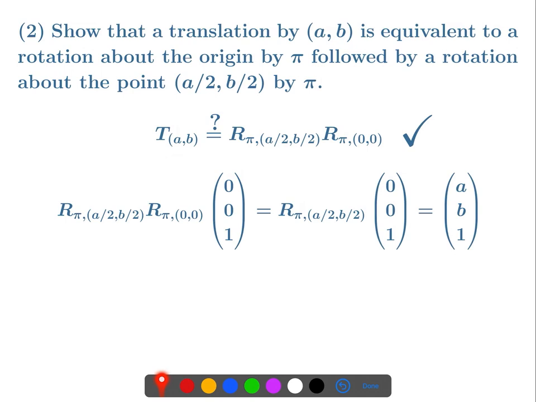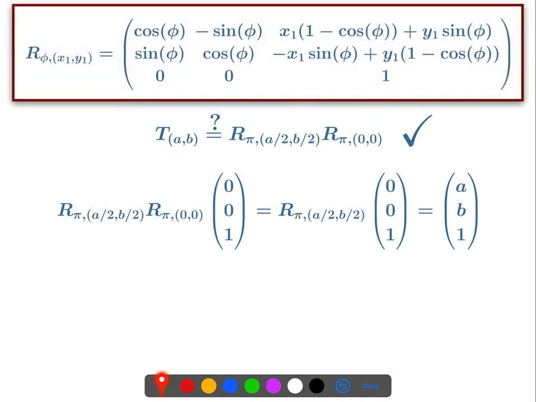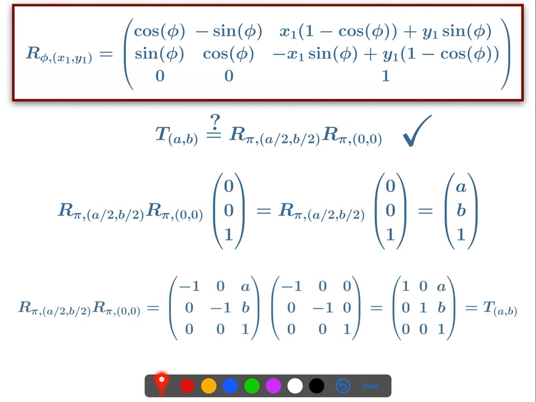Another way is just to go ahead and multiply the matrices out. So this was the matrix explaining what one of these rotation matrices look like. If I plug things in here, first the rotation about the origin by pi. Both of these are by pi, so both of them are going to have a -1 and a -1 here, because the cosine is -1 and the sine is 0. So we have -1, -1, 0, 0 on both of these. 0, 0, 1 is the same as here.